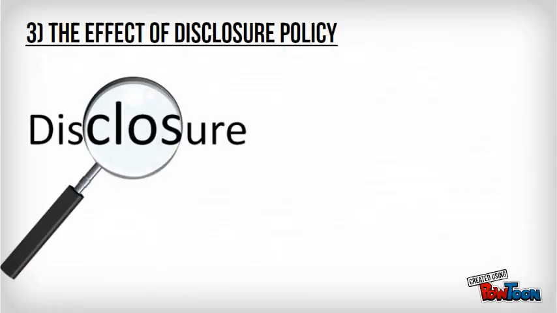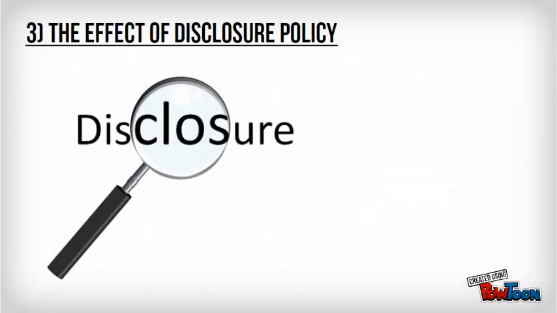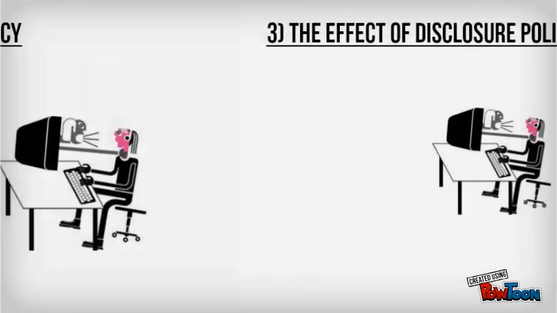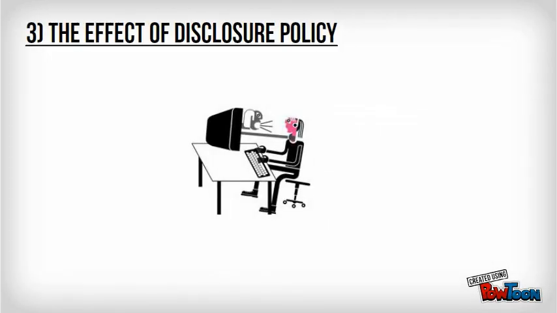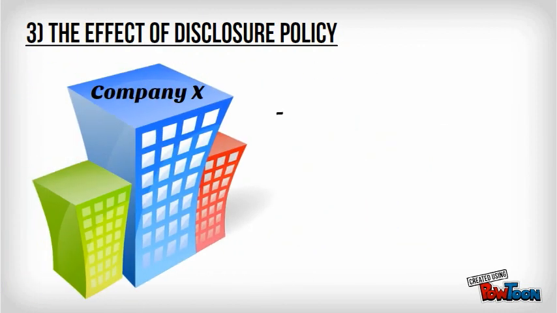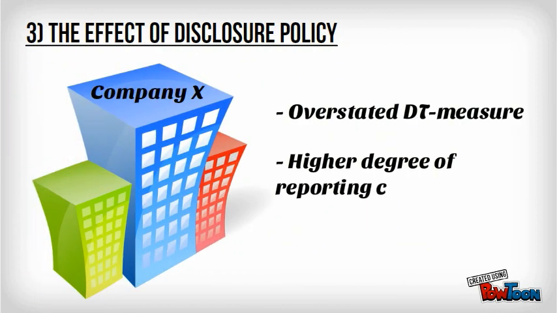The last effect is the effect of disclosure policy. The DT measure is possibly overstated. Assume that Company X has an aggressive reporting policy. This aggressive reporting policy is compensated by a more conservative disclosure policy. This will show an overstated DT measure and a higher degree of reporting conservatism than was initially found when looking at their reporting policy.